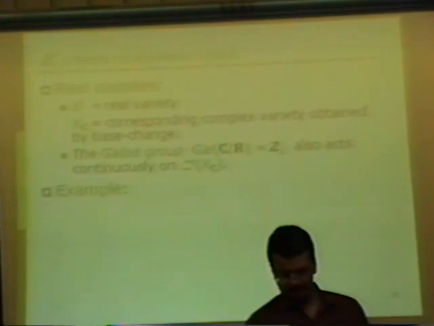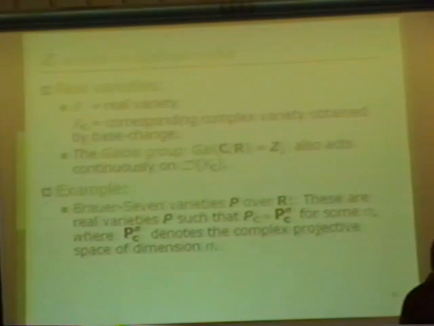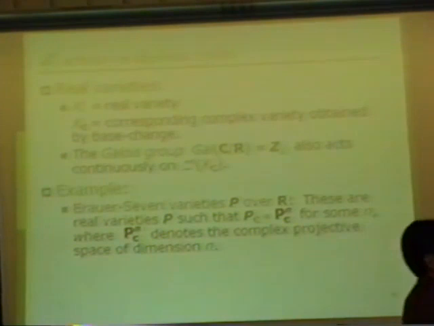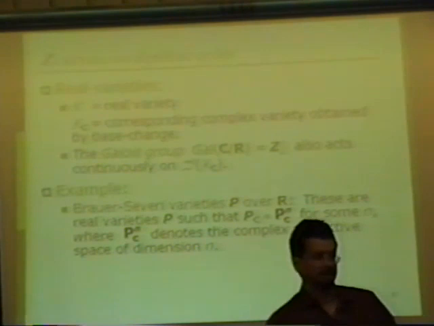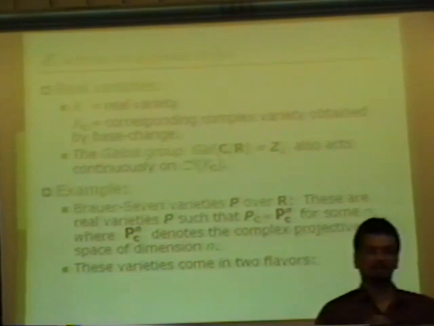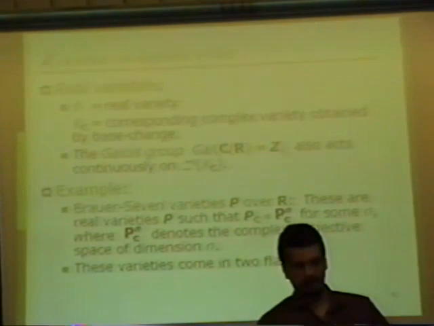The examples, the only ones I'm going to talk about anyway, are Brauer-Severi varieties over R. This perspective is probably kind of misleading, but there are just these two types over R. These are varieties that, when you extend scalars, are isomorphic to complex projective spaces. So these varieties come in two flavors: those with real points and those without real points. But I'm going to try to characterize them in terms of their complex points. So first a little definition, which comes from representation theory of classical groups.